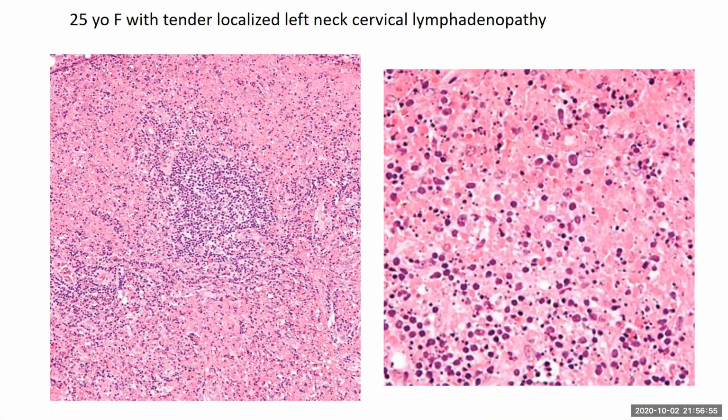But just keep in mind that SLE commonly overlaps with this. So as you sign these out, you might have to be a little bit more descriptive and offer a differential diagnosis between the two and let them figure it out clinically. Obviously, patients with SLE will present with other systemic manifestations, ANA, double-stranded DNA, all those sorts of things.